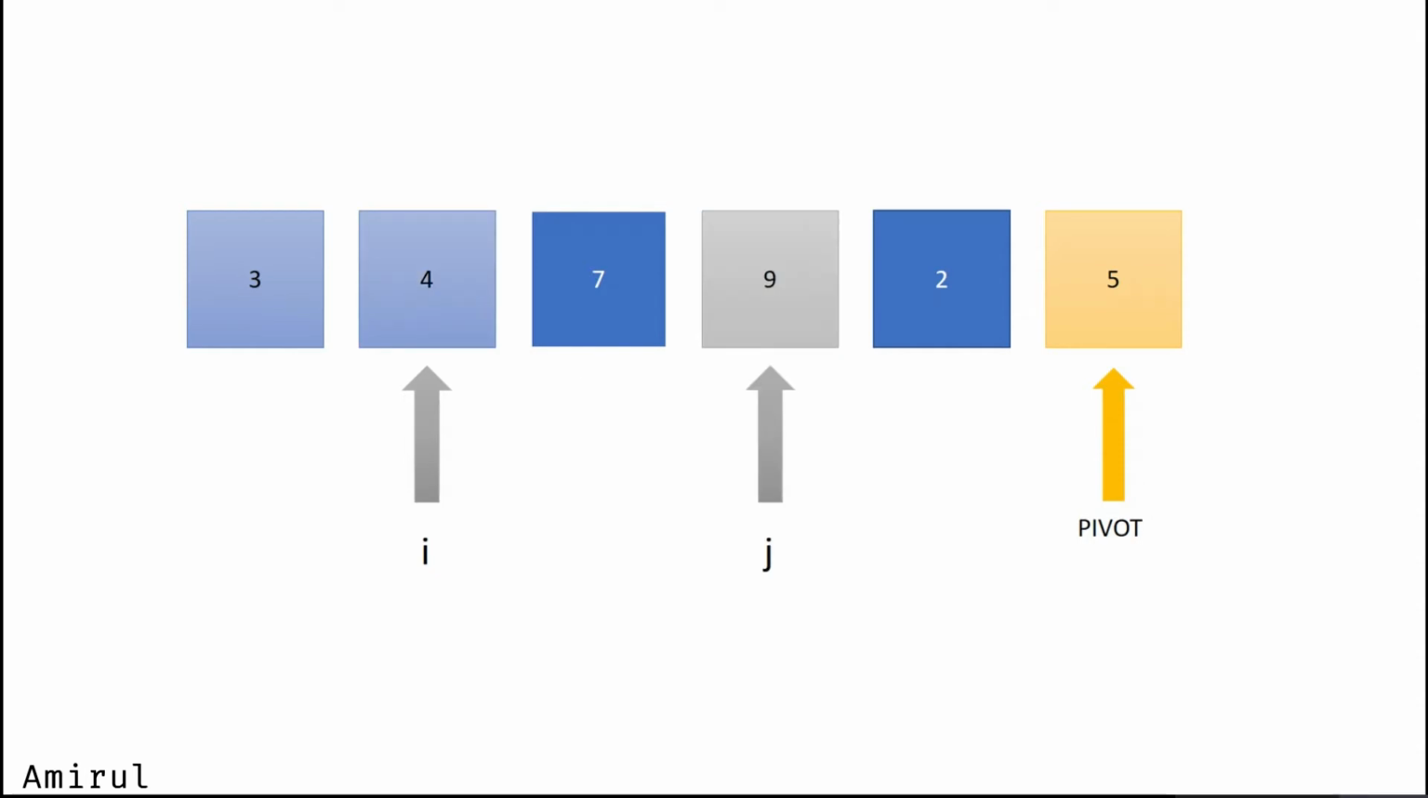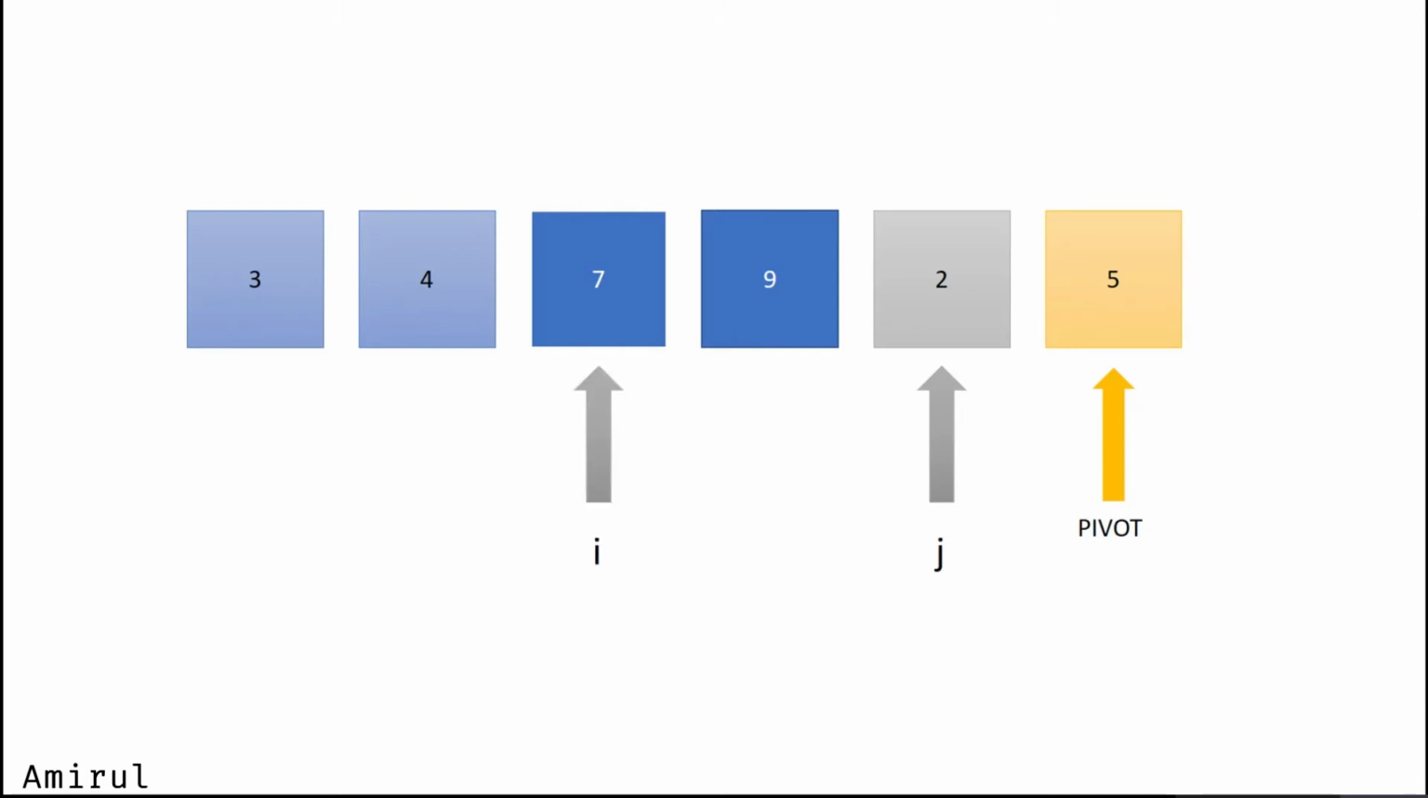9 is more than 5, so nothing happens, and then j will be moved to the next element, which is 2. 2 is less than 5, so i will be incremented. So i will be swapped with j. So 2 will swap with the 7. Right. So j will stay, as the last element is our pivot.